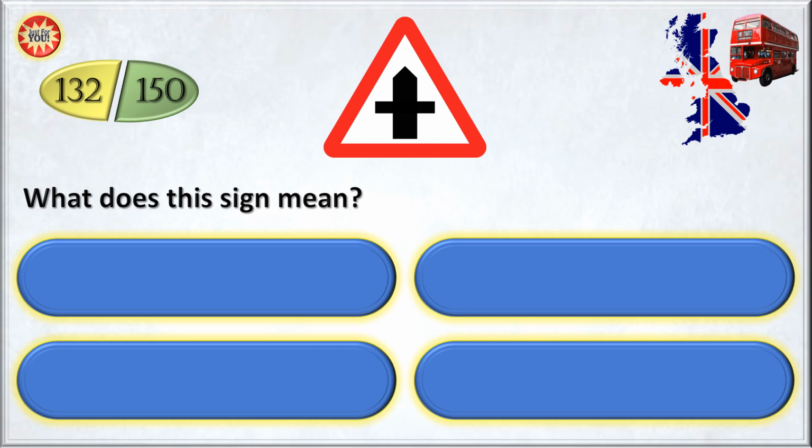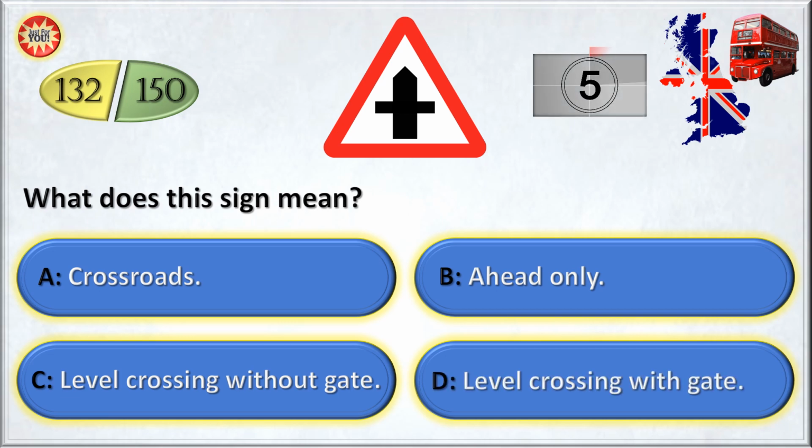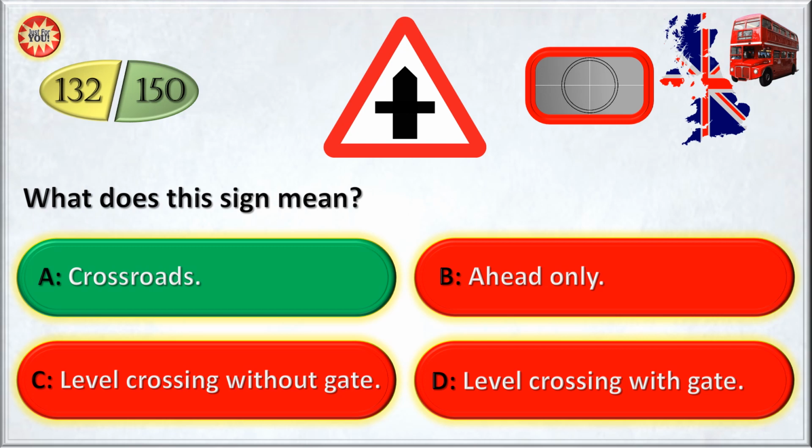What does this sign mean? Crossroads. Ahead only. Level crossing with gate. Level crossing without gate. Crossroads.